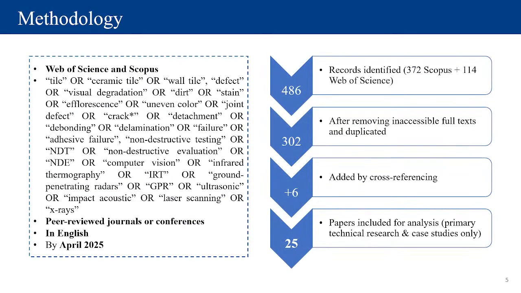Methodologically, we searched Web of Science and Scopus for peer-reviewed journal or conference papers in English up to April 2025, yielding 486 records. After screening and cross-referencing, 25 studies in total were included.